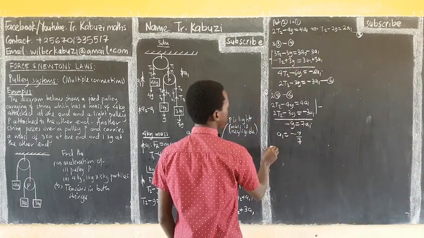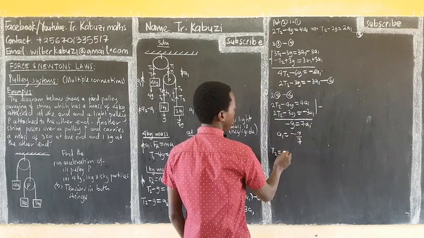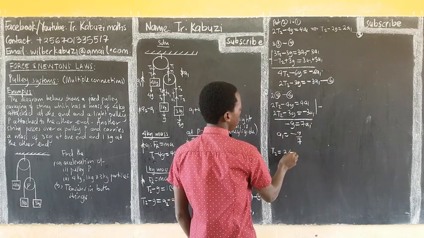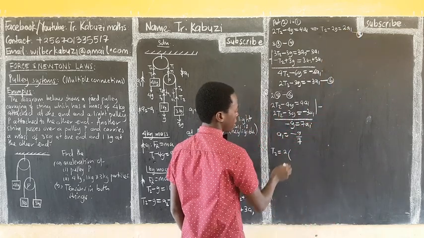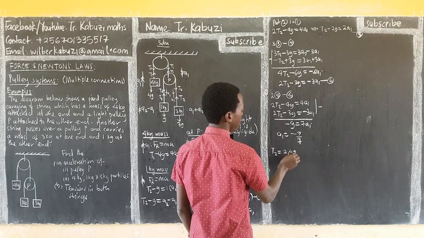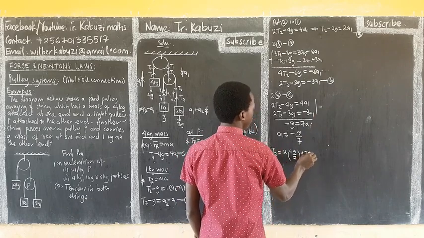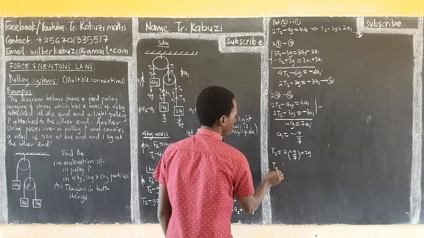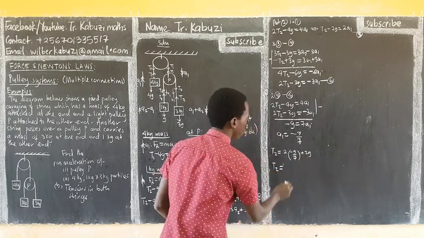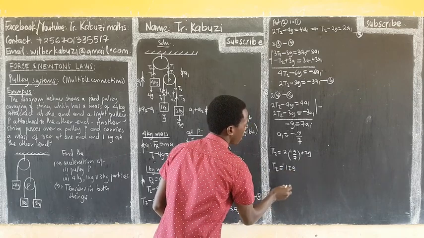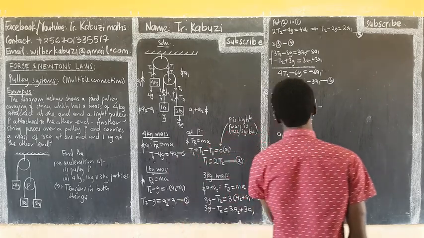Our T2, from there, we shall get 2a. When you take it to the other side, 2a1, which is going to be negative b over 7, then plus 2b. So our tension here is going to be 14 minus 2, which is 12b over 7. So we also have the tension in the first string.